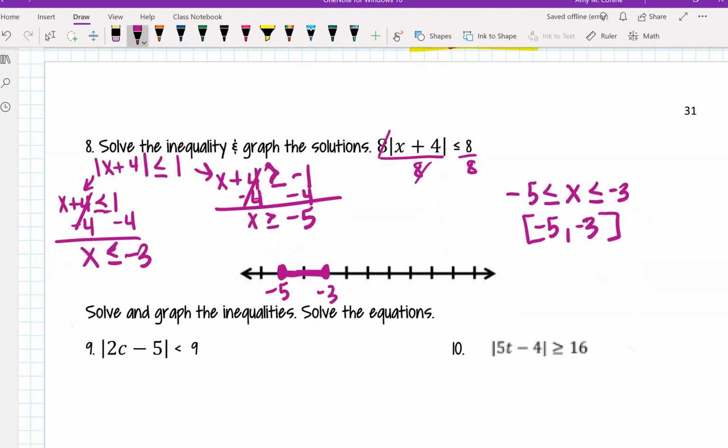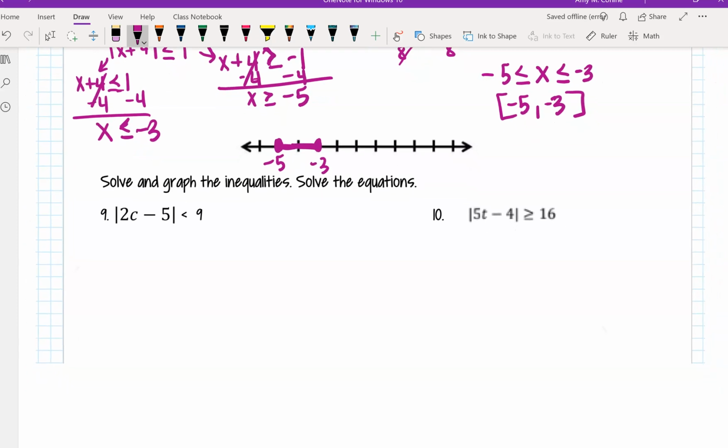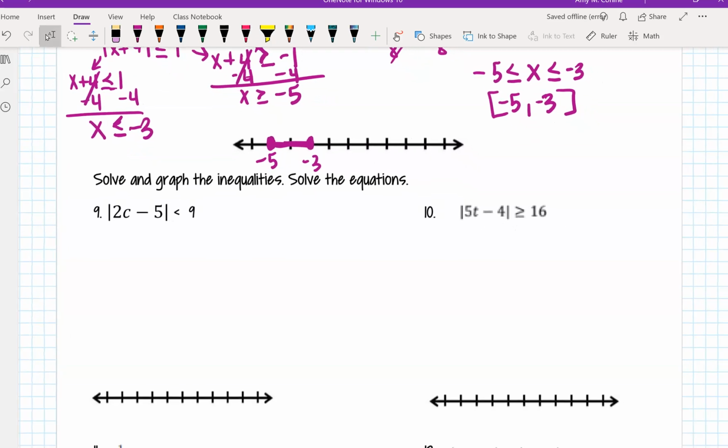So jumping down to the next section, I do have the graphs in there. Okay, it says solve and graph the inequalities, and then solve the equations if you have equations. So if you have inequalities, you're going to graph. I'm also going to add that if you have inequalities, you need to do interval notation. I think that's important enough for us to keep practicing. You guys are doing a great job.